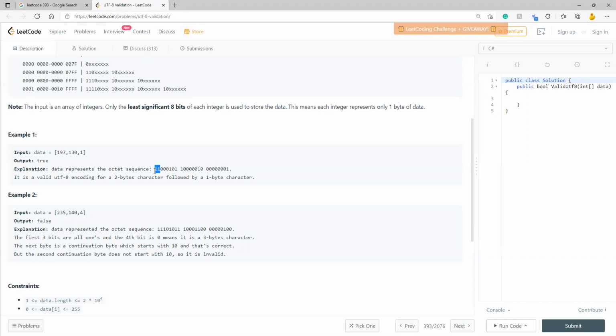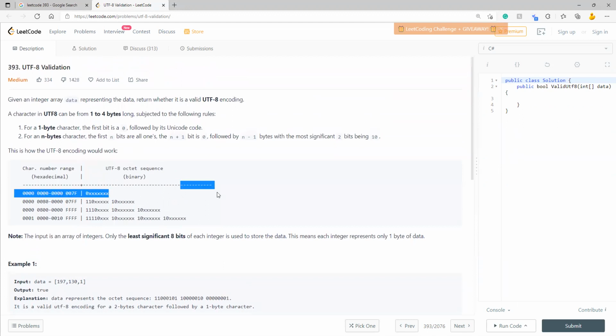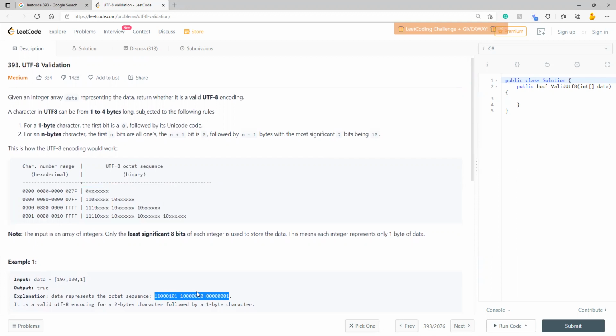So by looking at the first two, there are two 1 bits in the first byte, so it is expecting another byte to be in the same group. And the second byte starts with 10, which is valid. So after this, it's finished. The first group successfully encoded the first character. Then the third one starts a new character encoding, and it starts with 0, so it falls into the first category here. So all of them are valid, so it's a valid encoding.